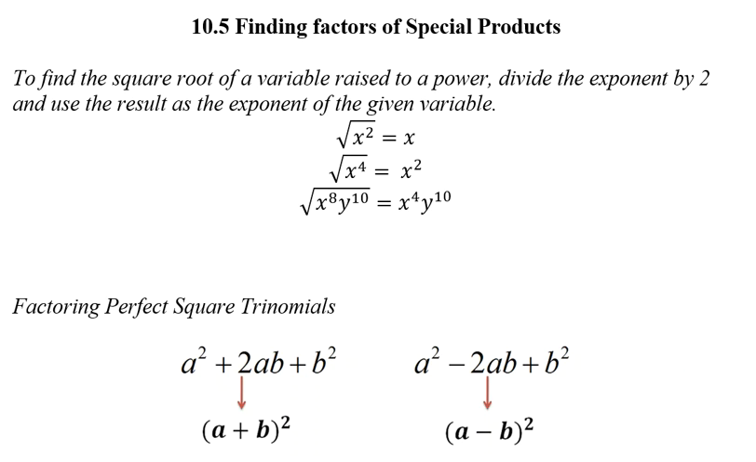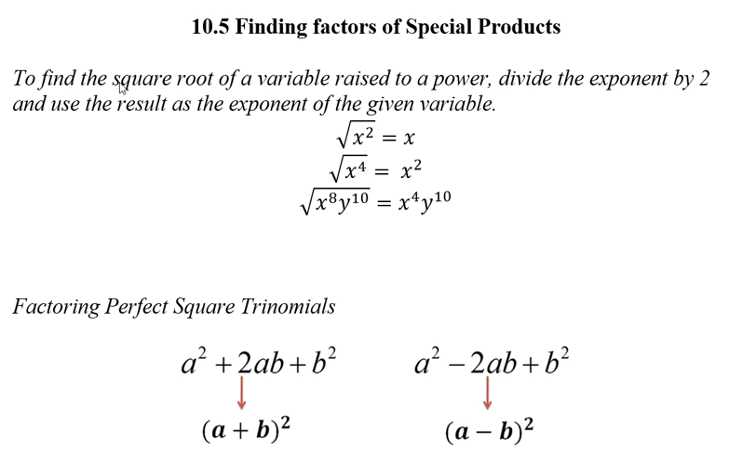We are moving on in Chapter 10. In Section 4, we covered multiplying special products. So this section is just the opposite of that. We are undoing those special products, or factoring them. The examples that you see here, factoring perfect square trinomials, were the first examples that we showed in the last section, and you can see their patterns there.